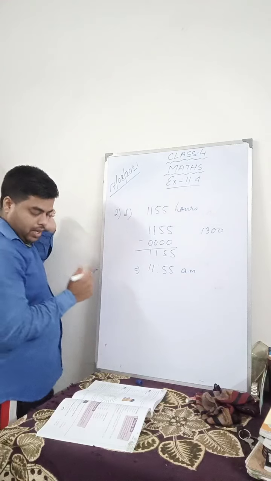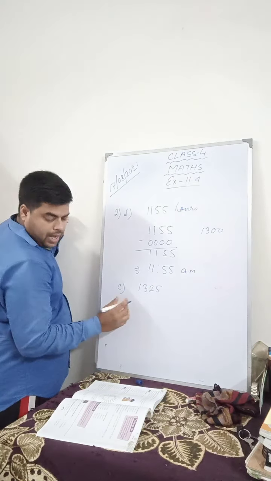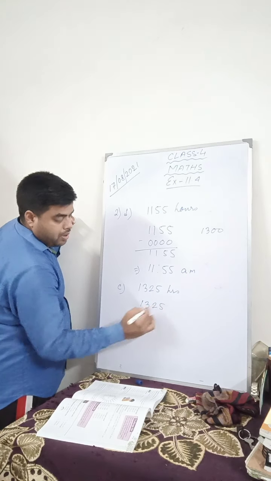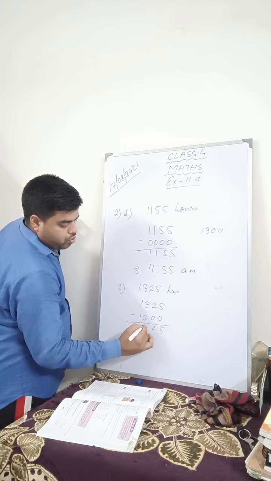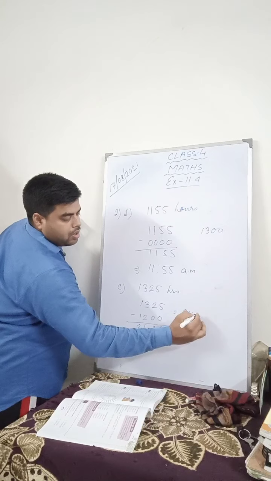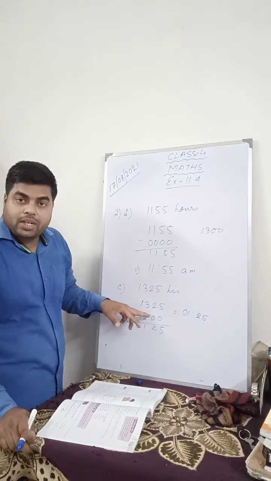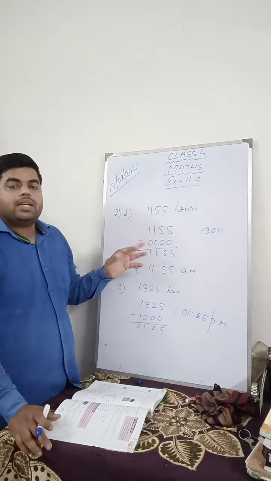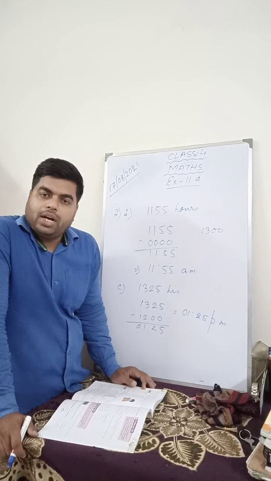Let me show you question number C. In question number C, 1325 hours. So you will write 1325 minus 1200. That gives 0125, so you will write 01 hour, that means 1 o'clock 25 minutes. You have subtracted 1200, so you will write PM. If you subtract 00, you will write AM. If you subtract 1200, you will write PM. I hope you have understood.